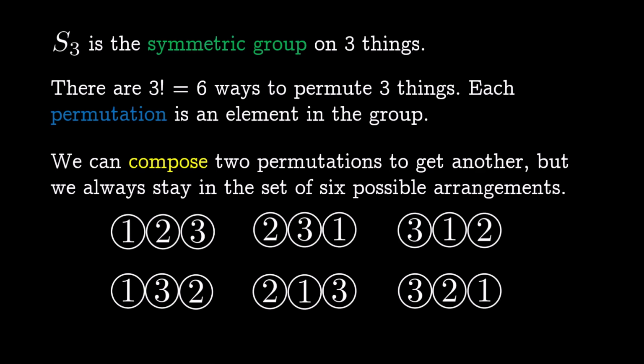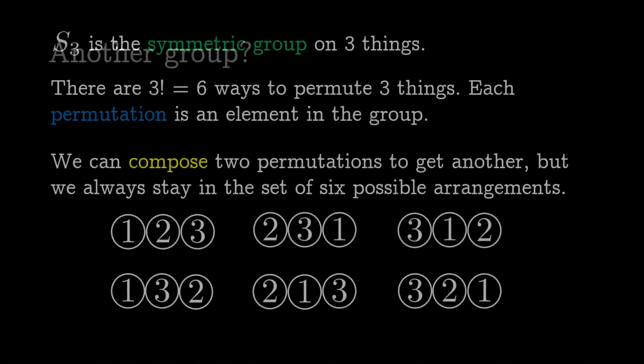Again, notice that we have the identity 1, 2, 3, which is the do-nothing permutation. It just keeps the 3 objects in the same order that we started with. Also, no matter what permutation we perform, we can always perform another one to get back where we started. For example, the permutation on the bottom left, 1, 3, 2, just swaps 2 and 3. So if we perform that permutation again, 2 and 3 will go back to the original starting location, and we'll be left with the identity.